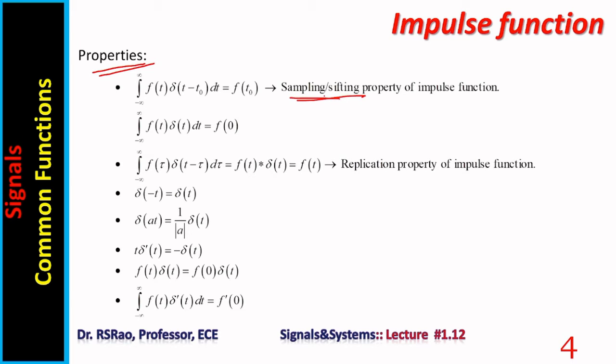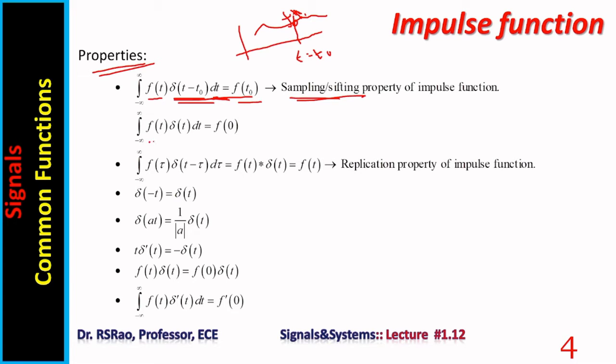Mathematically, this sampling property is described by this integral. Integral minus infinity to plus infinity f of t delta t minus t naught dt becomes f of t naught. So the importance of this property is that one can find the value of a function at a particular instant t equal to t naught by computing this integral. Some function is there, let us say, and I want to know the amplitude of this function at a particular instant, let us say t equal to t naught. Then by doing this integration, the value of the function at t equal to t naught can be determined.